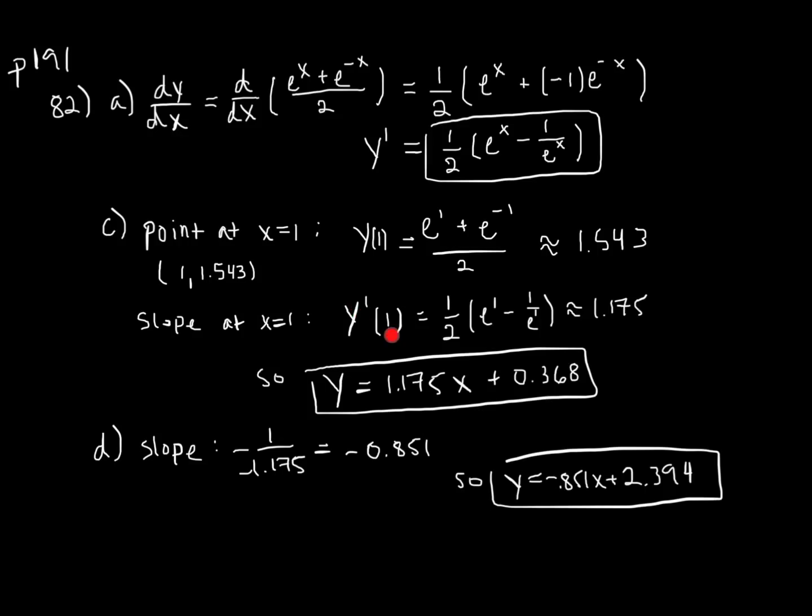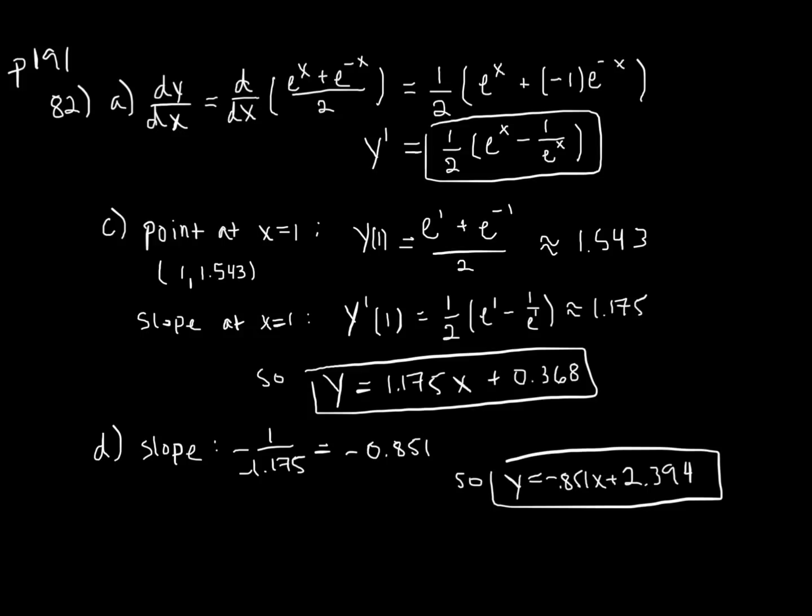Y prime of 1, using the derivative function that I found up here, is 1/2 times e to the 1 minus 1 over e to the 1. E to the 1 is just e. So finding that, using my calculator again, I get approximately 1.175. And then I use point-slope form, and after simplifying, putting it in slope-intercept form, this is what I get.